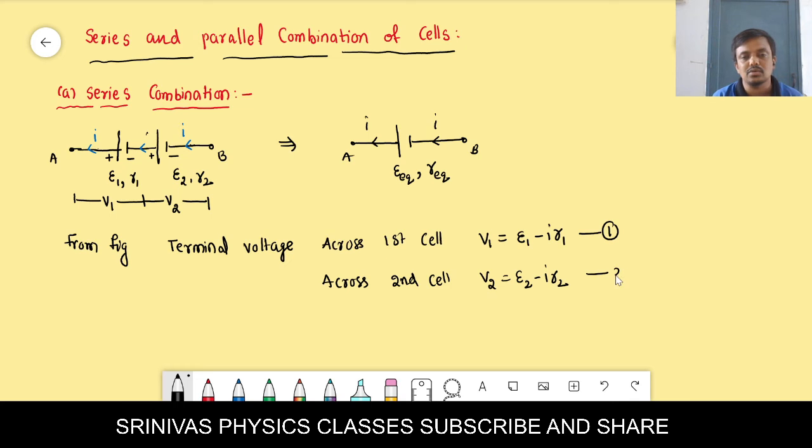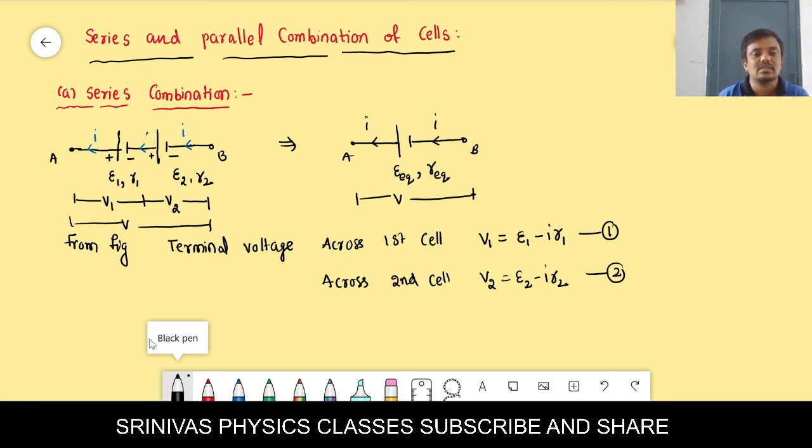This is equation 2. And the total voltage between A and B we can consider as V. This is the total voltage V, right? In the series combination, the total voltage is equal to the sum of the individual voltages.